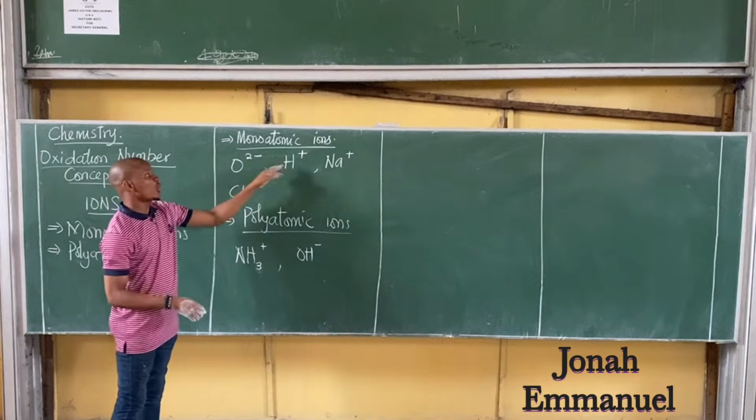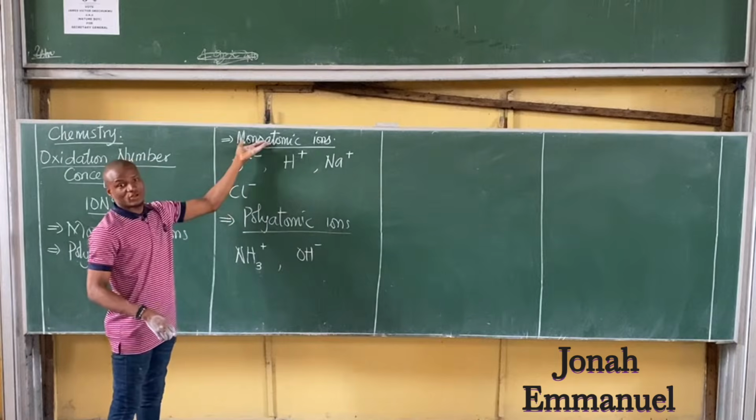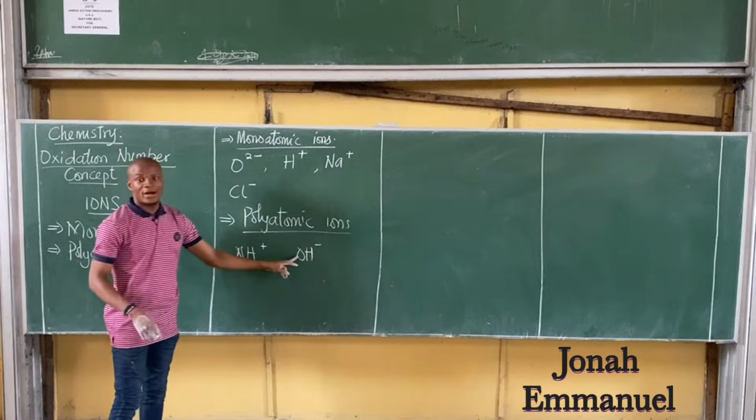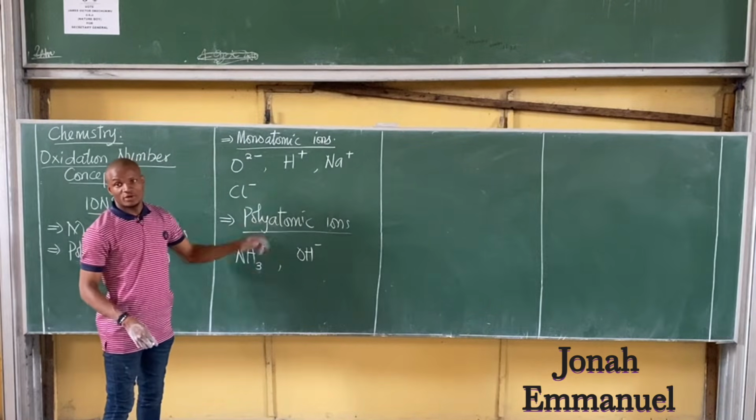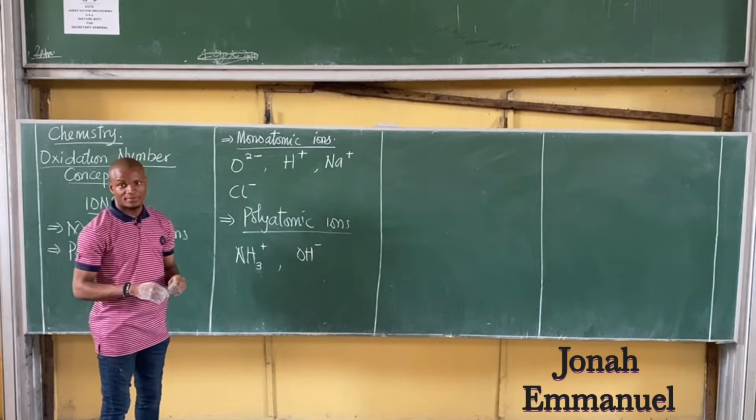The concept is this now. The ions of elements are said to be monoatomic. The ions of compounds or radicals are said to be polyatomic. That's the case there.